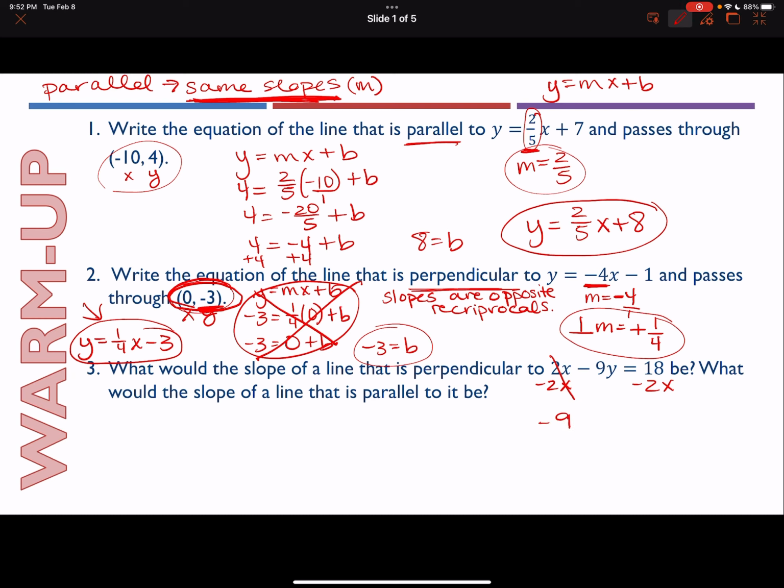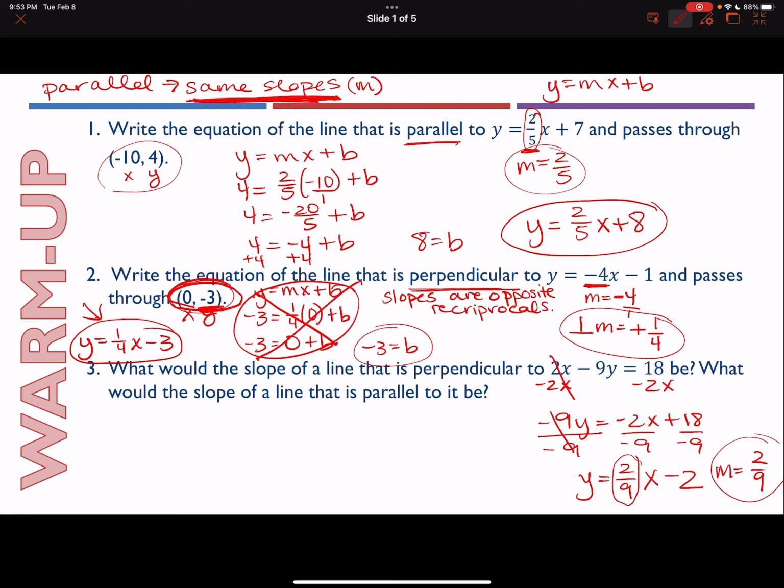So I have negative 9y equals negative 2x plus 18, right? And then to get y by itself, I'm going to divide by negative 9. That cancels, and I have y is equal to a negative over a negative is a positive, 2 over 9 x minus 2. So this equation is the same equation that they gave me. It's just solved now for y. So if I look here, the slope of this line, I can now say is 2 over 9, right? That's the slope of the original line.